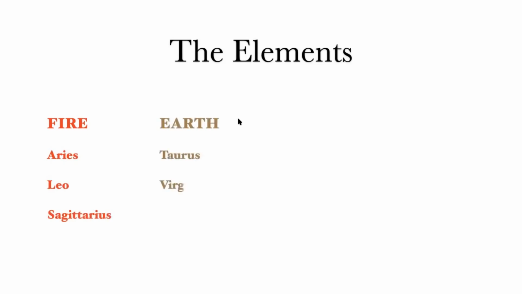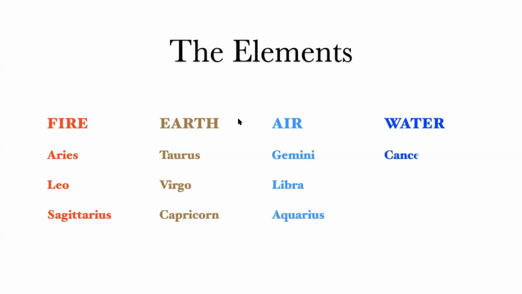So each sign of the zodiac relates to one of the 4 elements, which means you have 3 signs related to each element. As you're seeing on your screen, fire is Aries, Leo, and Sagittarius. Earth is Taurus, Virgo, and Capricorn. Air is Gemini, Libra, and Aquarius. And water is the signs of Cancer, Scorpio, and Pisces.